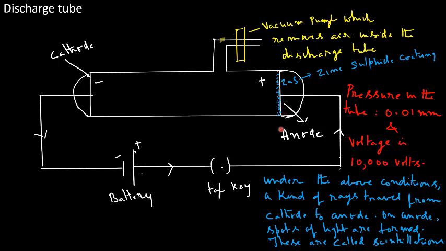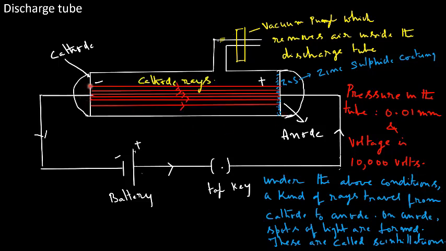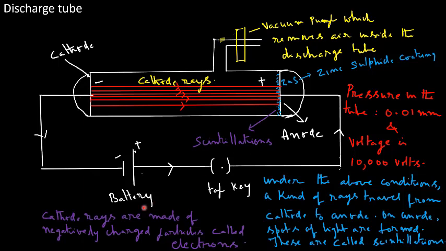Why are these spots of light formed? Because certain rays travel from cathode to anode. These rays fall on the zinc sulfide coating and the spots of light, that is scintillations, are produced. These rays are referred as cathode rays. Therefore, the cathode rays are made of negatively charged particles called electrons.